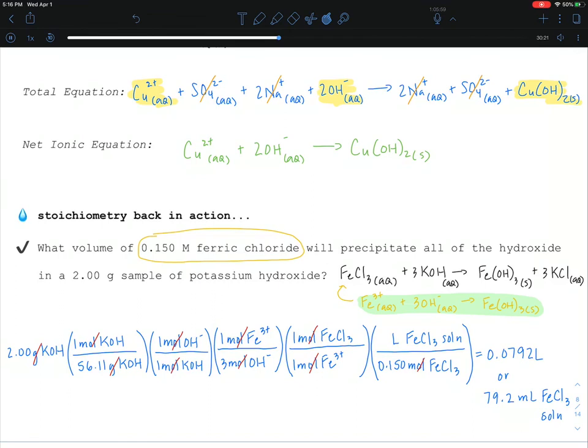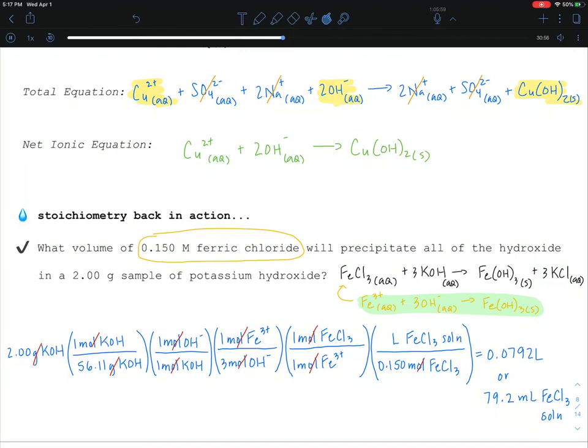So in other words, I need 79.2 milliliters of a 0.150 molar ferric chloride solution to precipitate all of the hydroxide present in a 2-gram sample of potassium hydroxide. And we used our net ionic equation as well as our total equation to solve this problem. So this is an example of what you can do with your net ionic equation. Doing a stoichiometric calculation, something that might be valuable to you in the lab with a precipitation reaction.